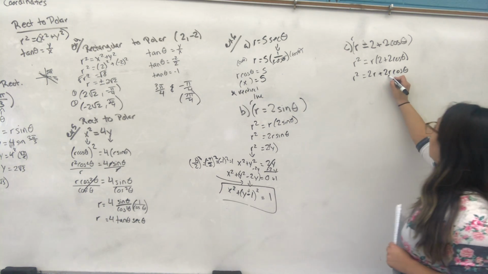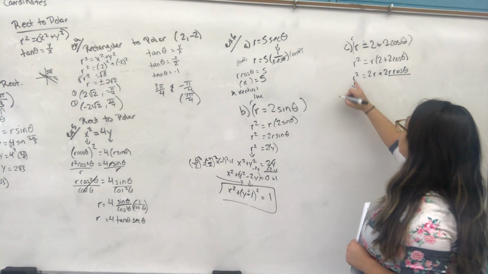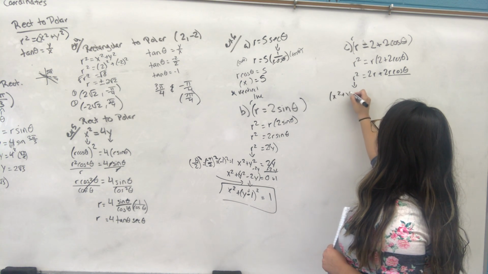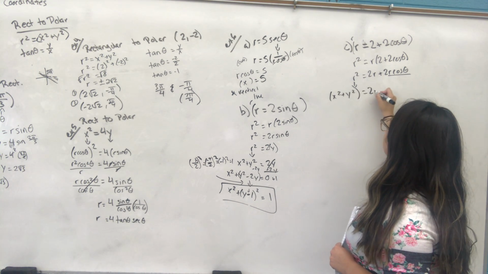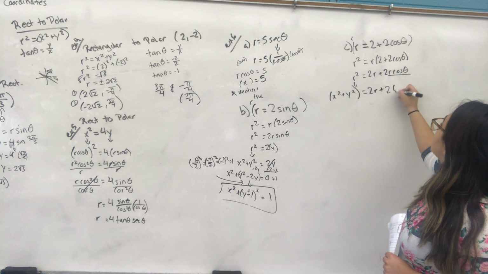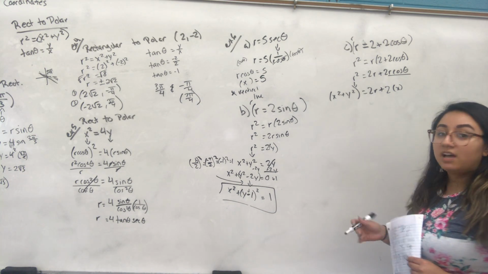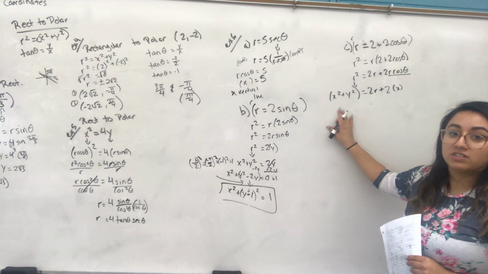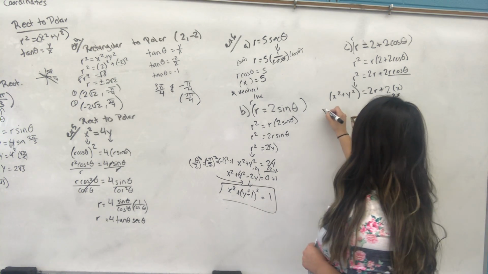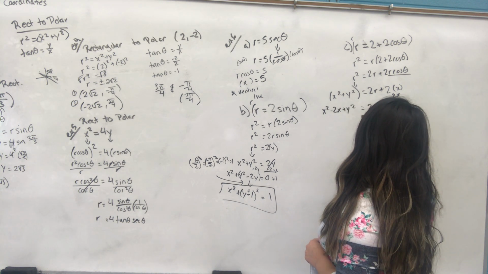Now, whenever I see r cosine theta, I can substitute it for something. And in this case, I'm going to substitute this as well. R squared is also equal to x squared plus y squared. 2r is just 2r. And then plus 2 times r cosine theta. R cosine theta is considered x. Now, you have x's here, you have x's over here. Let's go ahead and combine it. Let's go ahead and move it. Now we have x squared minus 2x plus y squared is equal to 2r.